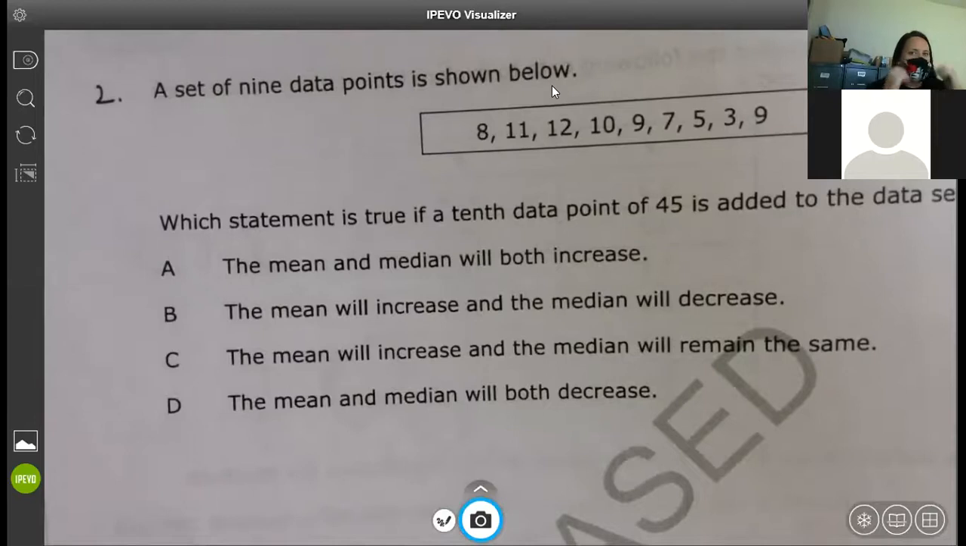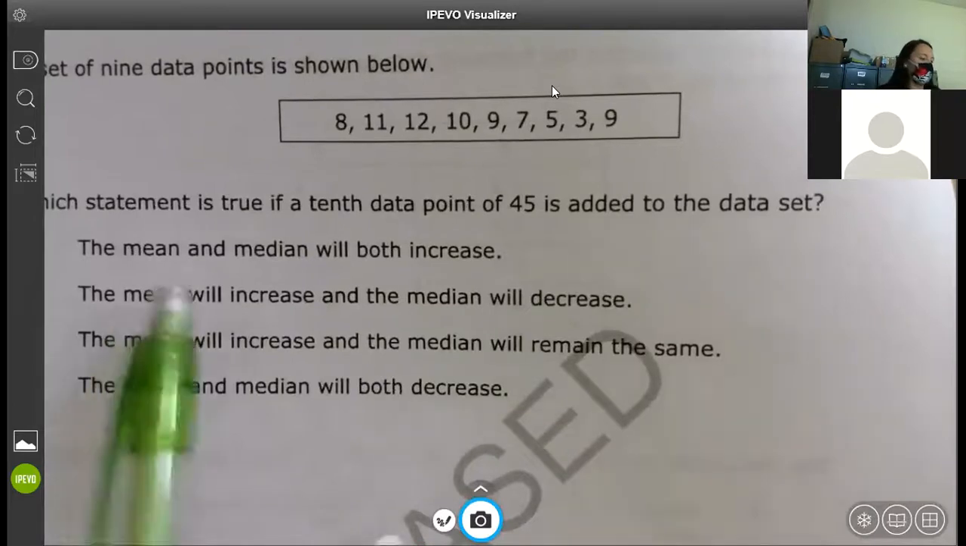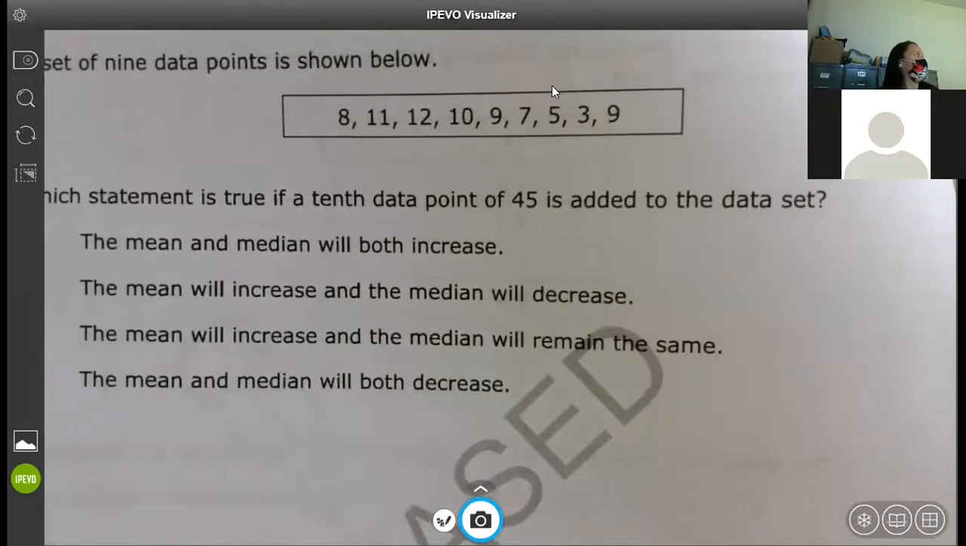All right. 9 data points are shown below. Which statement is true if the 10th data point is added to the data set? It's asking about the mean and the median. Where do I do that at? Where do I find my mean and my median? How did I do that in my calculator?